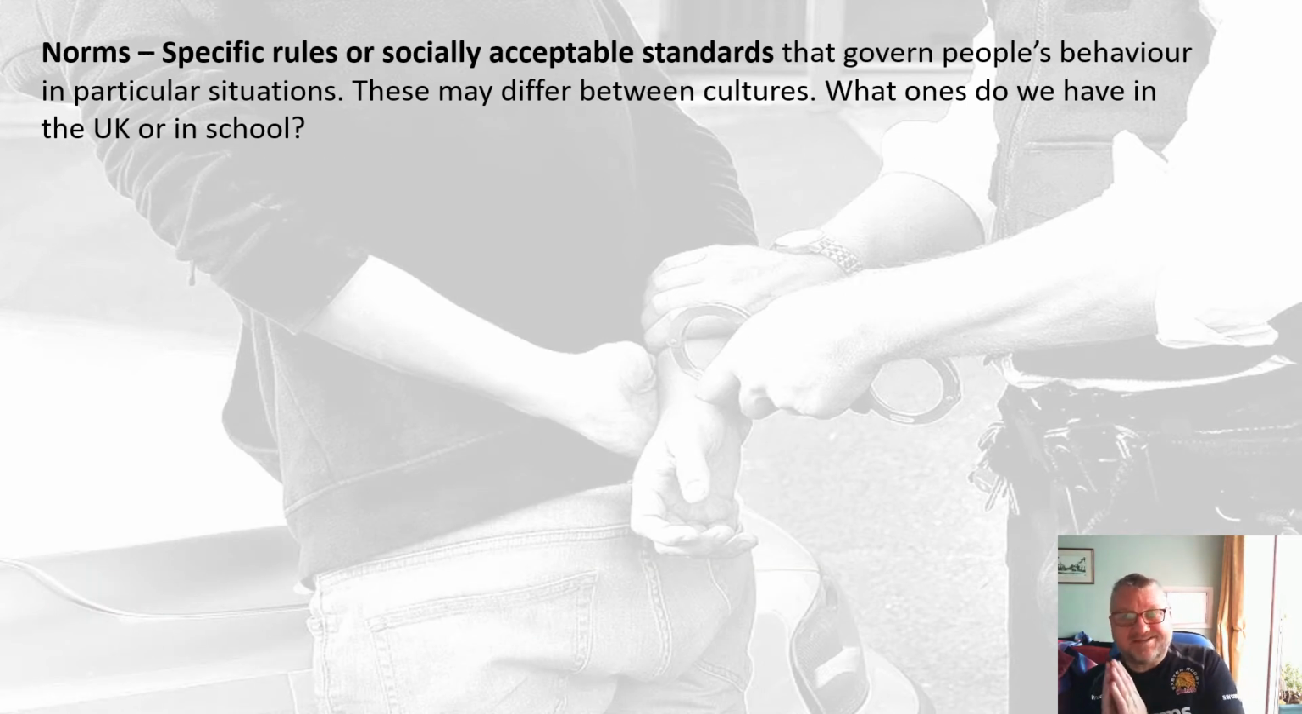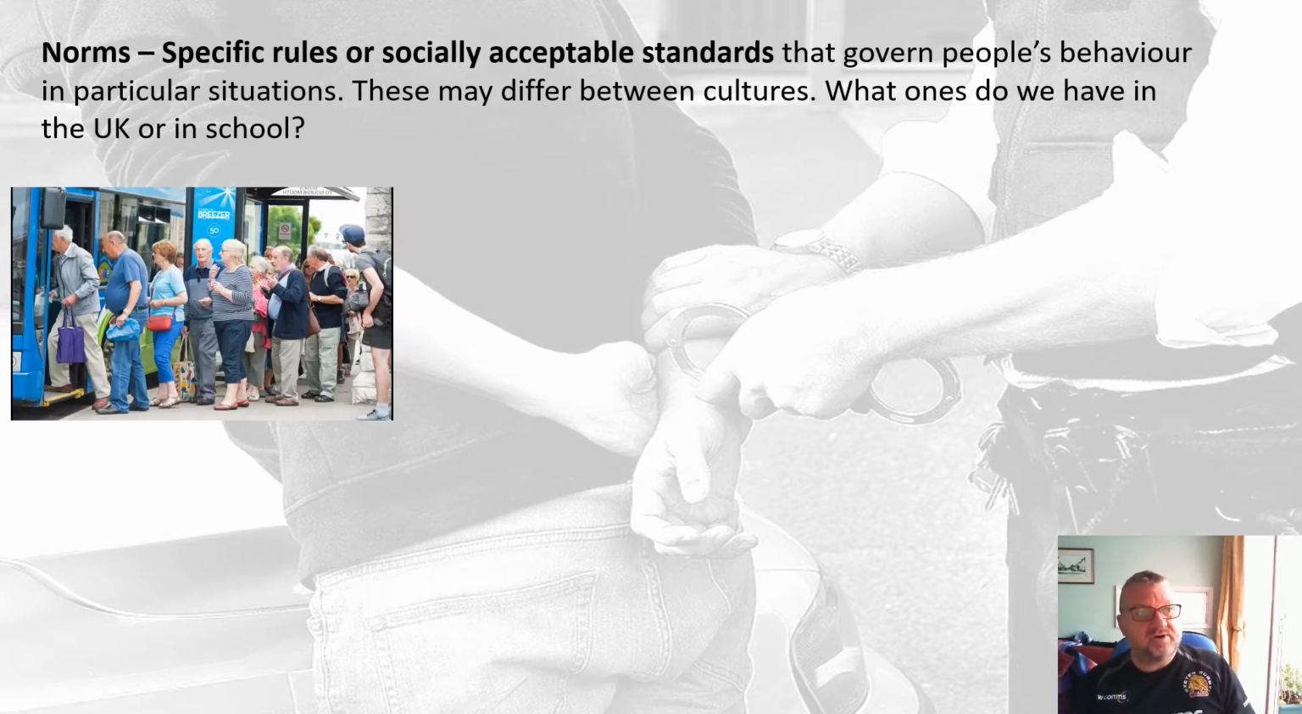When we talk about a norm, we are talking about specific rules or socially acceptable standards that govern behaviour in particular situations. Now, the important thing about norms is that they can differ from culture to culture. So have a think about what sort of norms, ways of behaving in particular situations, we have in our country, the UK, or in school.